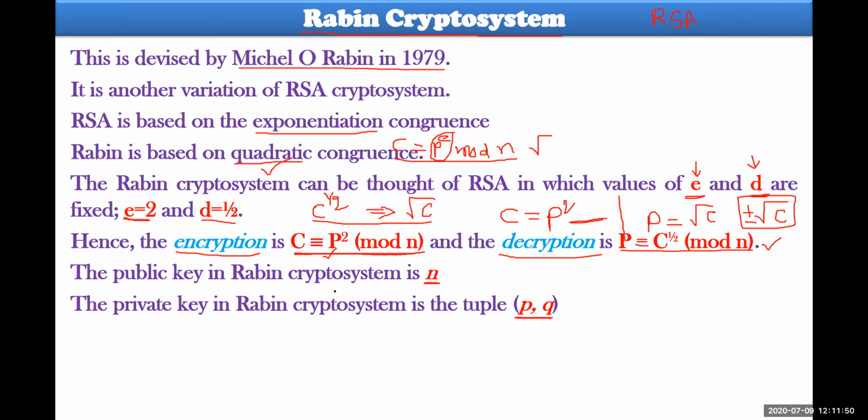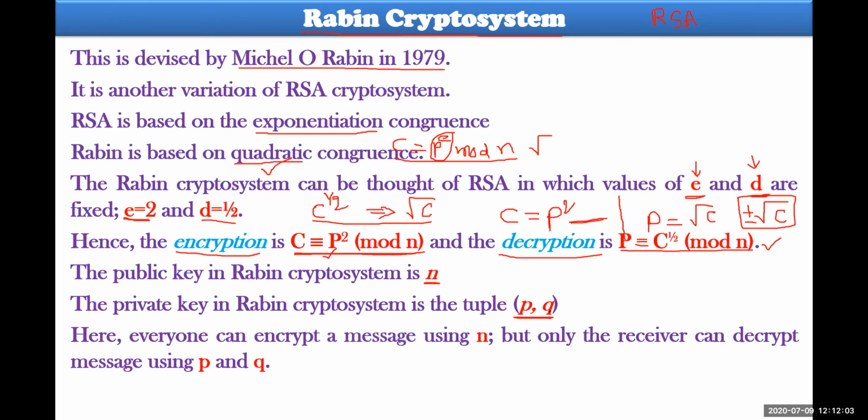However, the Rabin crypto system takes the public key as N, whereas the private key will be a tuple. Tuple in the sense two values, namely P and Q. And N will be given by the person who is interested in accepting messages from people. He may give this particular N to everybody, so that everybody can prepare their own message.